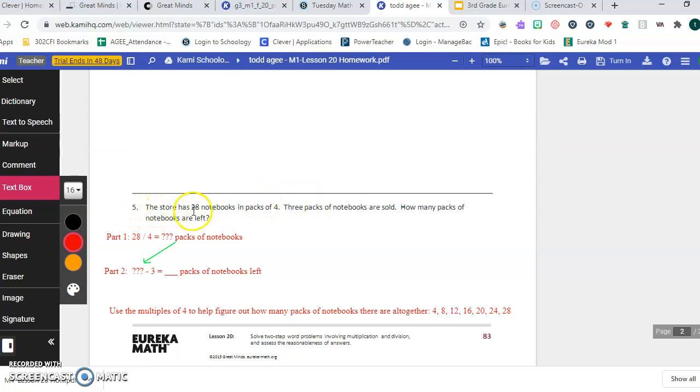The store has 28 notebooks in packs of 4. 3 packs of notebooks are sold. Well, they did give you the total number of notebooks. They didn't give you the packs of notebooks. You have to figure out how many packs there are to start with before you can answer this question, how many packs of notebooks are left? So you've got to figure out how many you're starting with first, and then plug that number into the equation where you're subtracting 3. It's tricky. This is tricky stuff, okay?